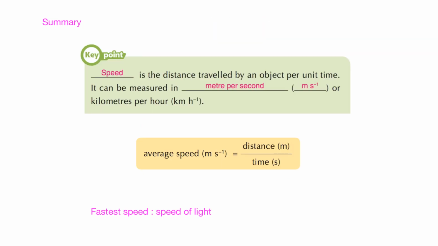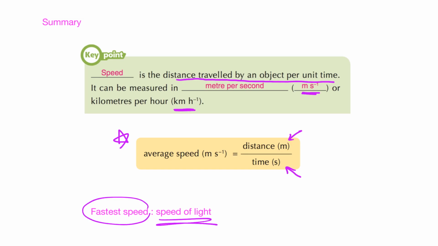So, a quick look at the summary, all the key points. Speed is the distance traveled by an object per unit time. Normally, the unit for it is meters per second. Sometimes you can also use kilometers per hour. For the calculations, you use this equation: distance over time. And you have to know that the fastest speed that we've learned is the speed of light. Okay, that's all for this video.